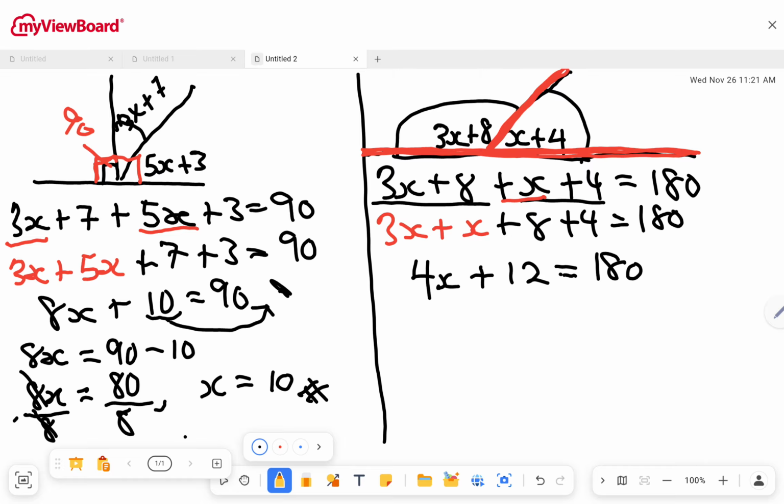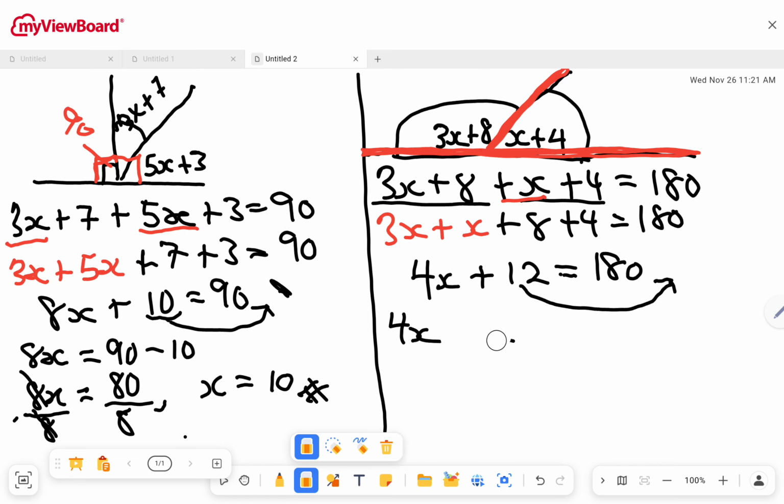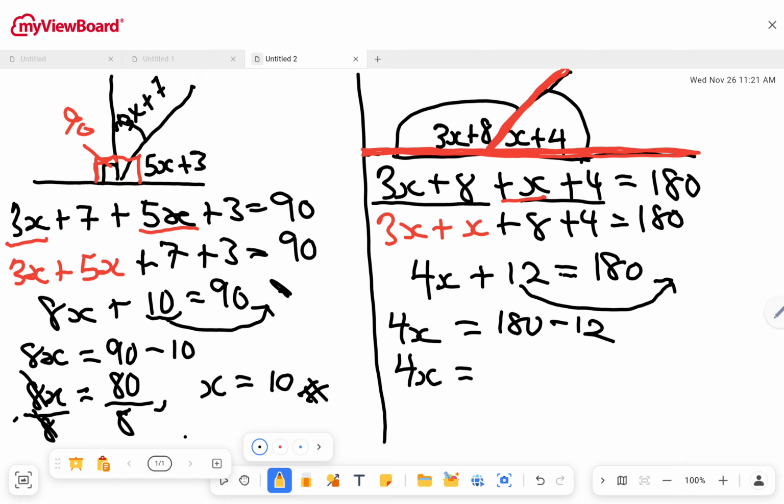Now, since we cannot add 4x and then 12 because they are unlike terms, we must transfer or bring this 12 to this side of the equation. We are going to have 4x is equals to 180 minus 12, which is going to give us 4x is equals to 168.